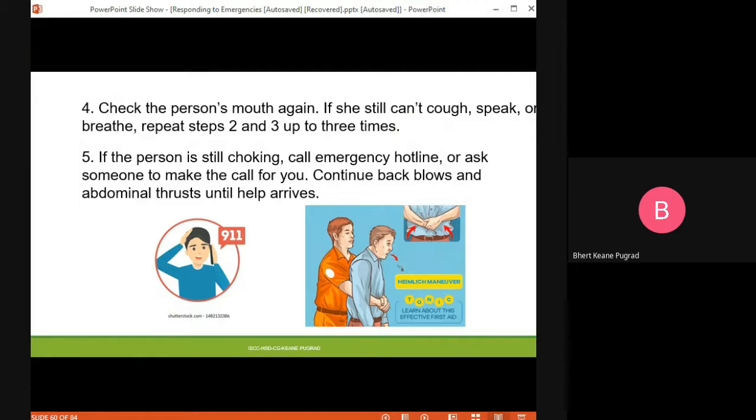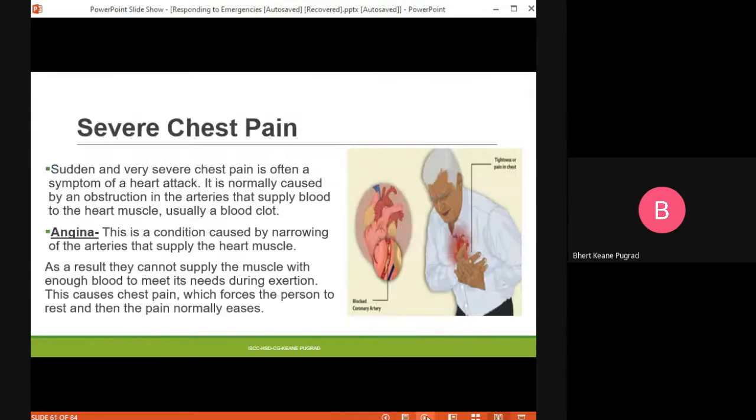Or while doing that, you also need to ask for help and call the emergency hotline, or ask someone to call for you because you are the one doing the Heimlich maneuver or rendering first aid treatment to the patient. Okay? So continue doing the procedure until the food is removed or until emergency medical service arrives.